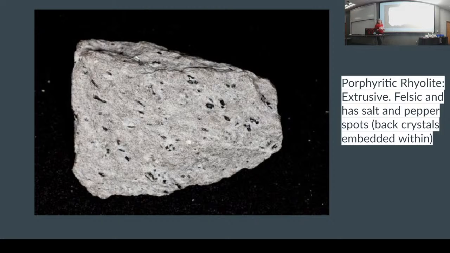All right, so the porphyritic rhyolite is an extrusive felsic rock and has salt and pepper spots. So you can see the salt and pepper spots here. That's in the porphyritic rhyolite. And there's black crystals that are embedded in that. If you look close, you might can see some of those crystals embedded within. And this is the extrusive equivalent of the granite that you were shown. So this is the granite, which cools beneath the ground. It's intrusive. And this is your porphyritic rhyolite, which is extrusive.